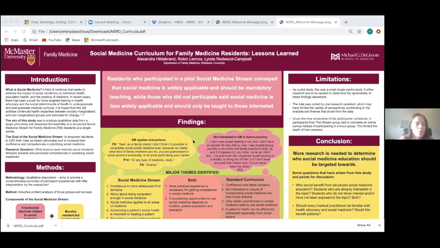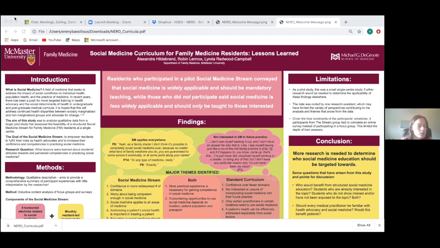So for a bit of an intro, I'll just talk a bit about what social medicine actually is. It's a field of medicine that seeks to address the impact of social conditions on individual health, population health, and the practice of medicine. In recent years, there's been a push for more targeted training in health advocacy and the social determinants of health in undergraduate and postgraduate medical curricula. For example, the first step in this was the 2015 edition of Health Advocate as a CanMEDS role. And the driver of these things is the need to address the ongoing health disparities seen in marginalized populations who continue to experience oppression within our healthcare system.